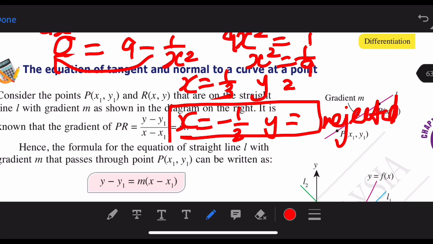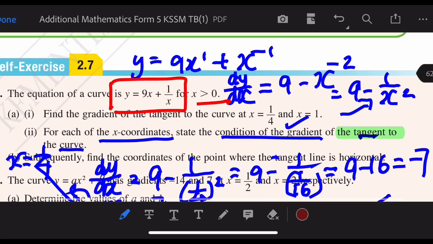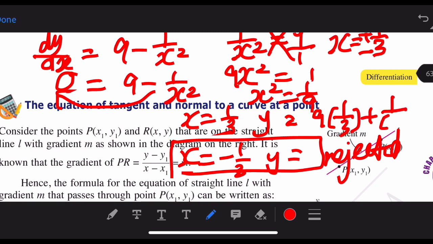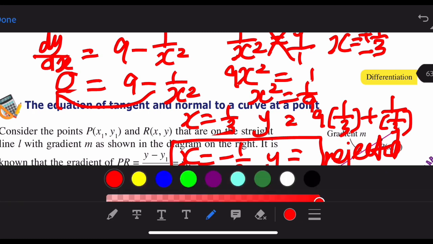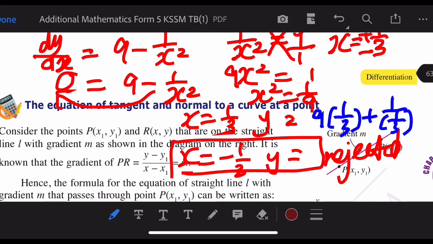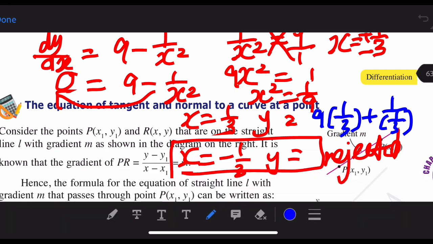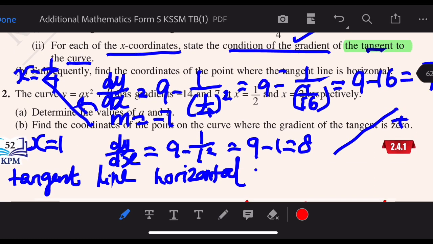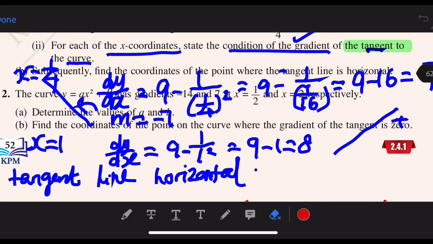Now we need to find the y value, which is 9x plus 1 over x. So we will just substitute x equals 1 over 3, right? So you get the answer for y. Let's simplify. You can cut the 1 here, the 3 here. Here is 3, inverse up, so 3. So the answer is 6. So that means the coordinate you are supposed to write is (1/3, 6). All right, so this is the answer for the coordinate of the point on the curve where the tangent is horizontal.